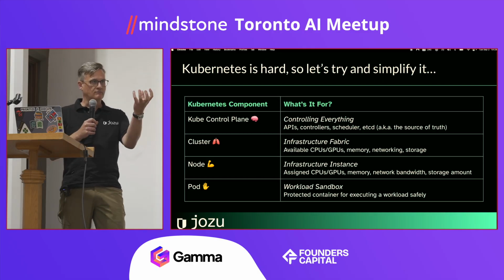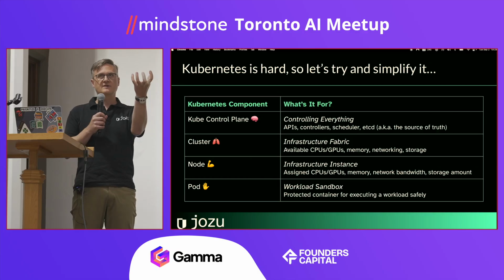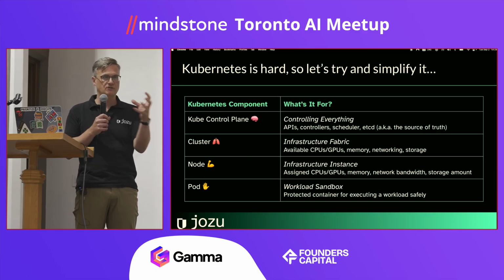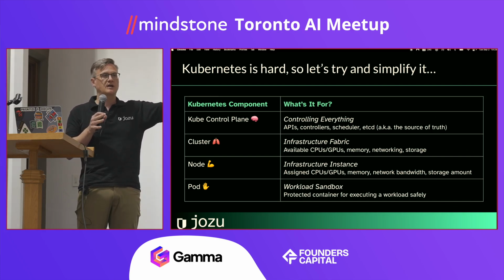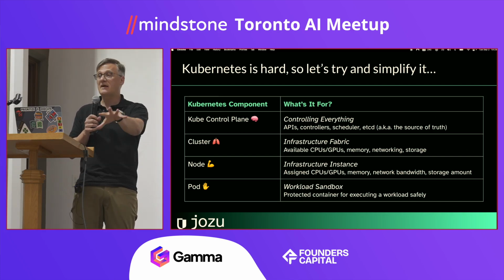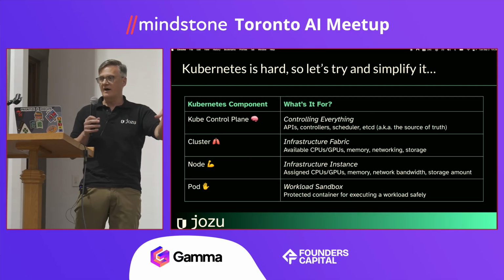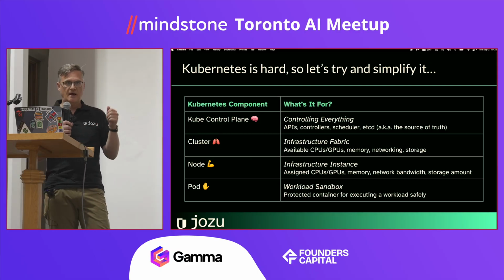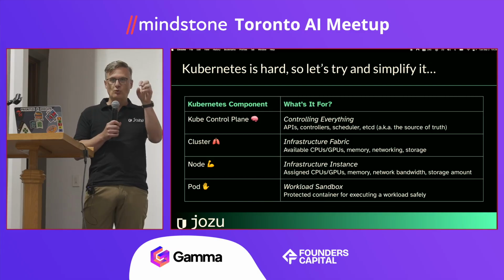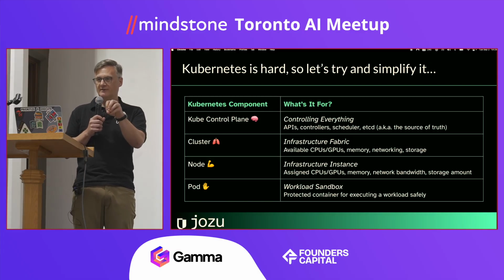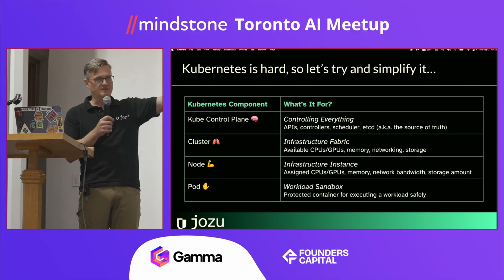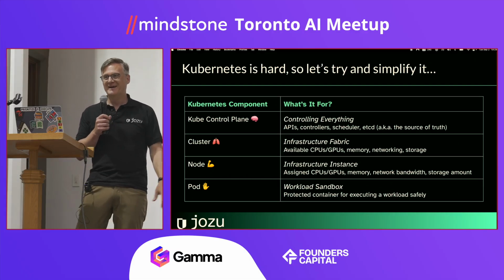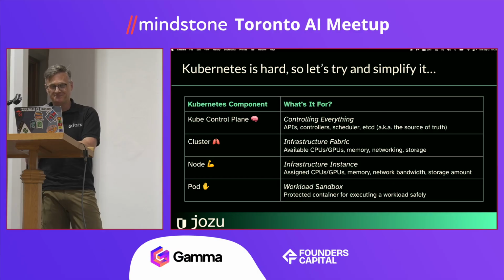A node is a single kind of subsection of that cluster. So let's say you have 10 GPUs. You say, okay, this node is going to get 2 of those. This node's going to get 8 of those. And I can kind of subdivide, portion things out. And then a pod is the actual workload, the actual model running inside the node on the cluster because the control plane said it could. So you can kind of think of it that way.